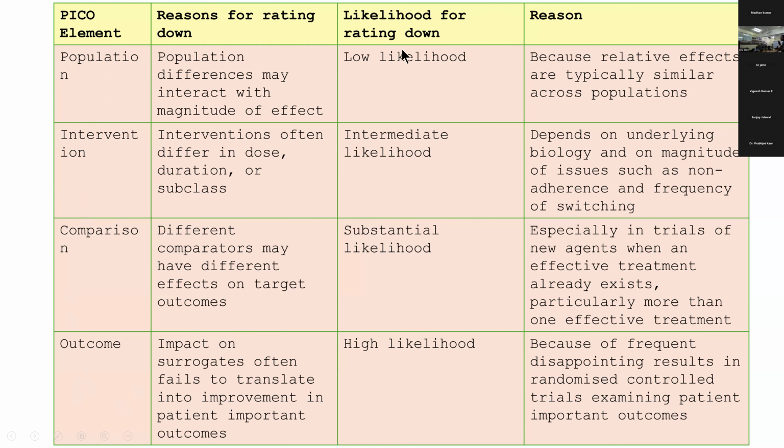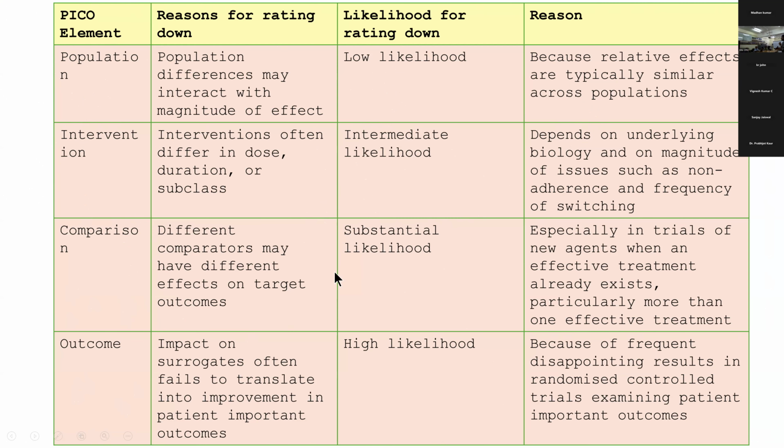Indirectness in population would overall cause only a low likelihood of rating down. Why? Because relative effects are typically similar across populations. In the first week, we saw how even when the populations are different, the relative effect more or less tends to be similar. So the overall rating down might not be much for population differences. But for intervention differences, you'll have an intermediate likelihood of rating down, because it depends on whether there was non-adherence, whether there was switching of trials.